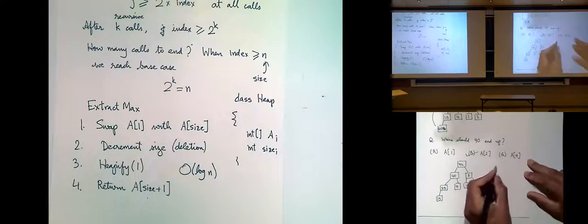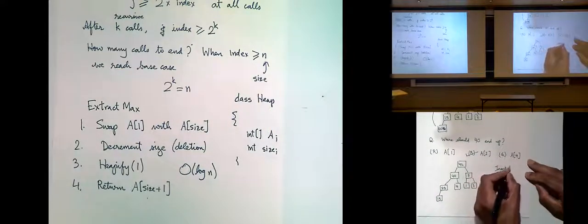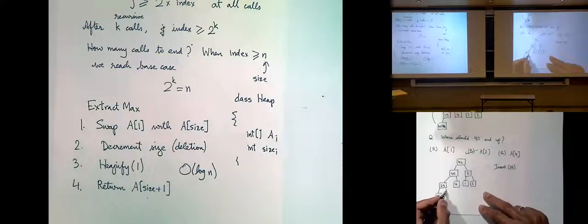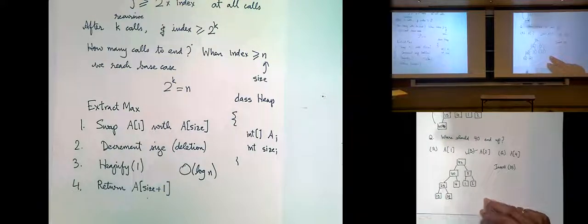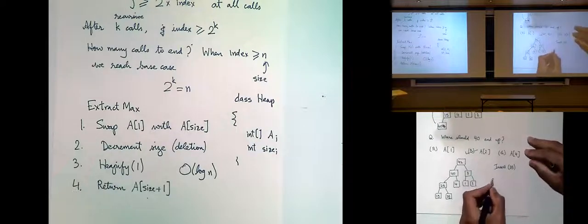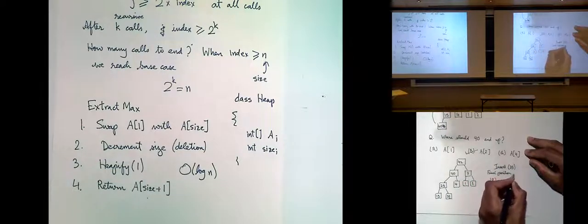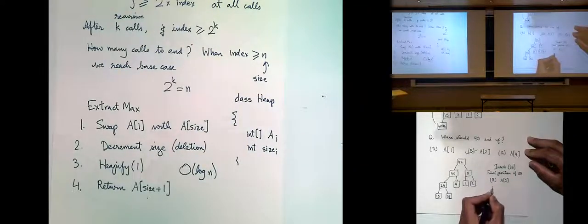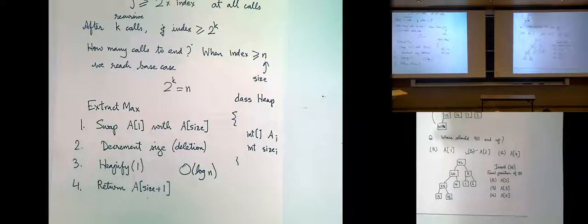Okay. So now suppose I insert 35. So what's going to happen is I'm going to put 35 here. Now this is not a correct heap. Again, I'm going to ask you, what is the final position? I'll give you three options. I want you to work it out. Make sure that you can work out these examples. The final position of 35, is it going to be A2? Is it going to be A3? Or is it going to be A4? Where is it going to end up?